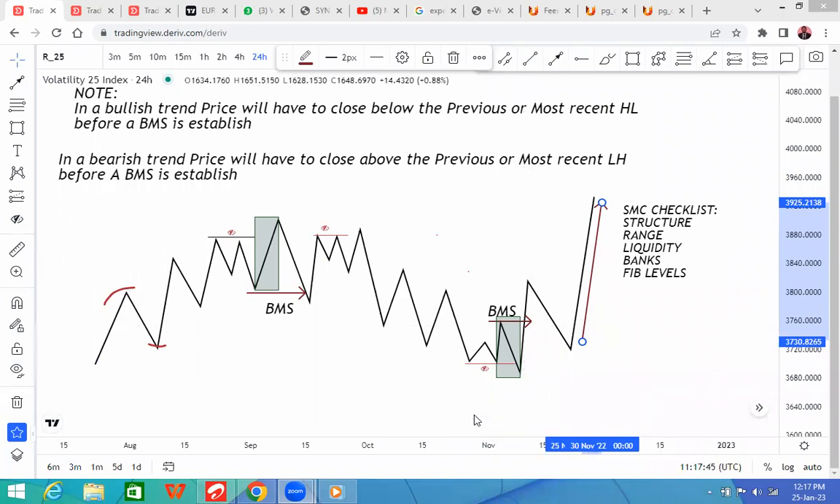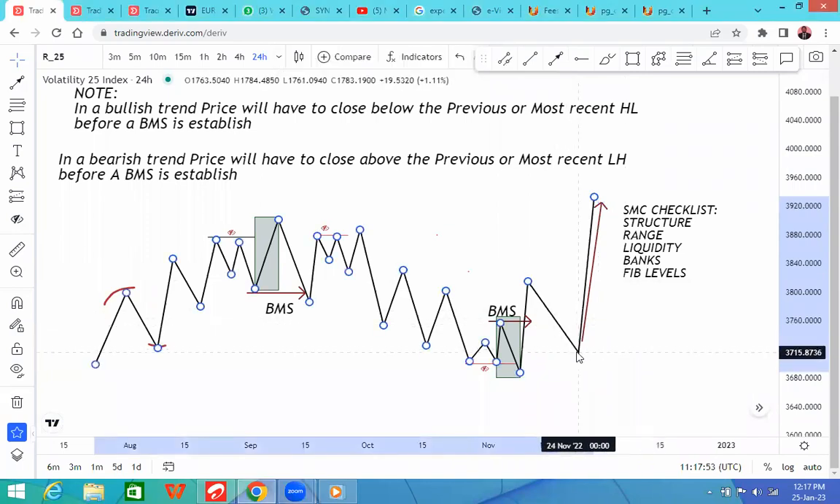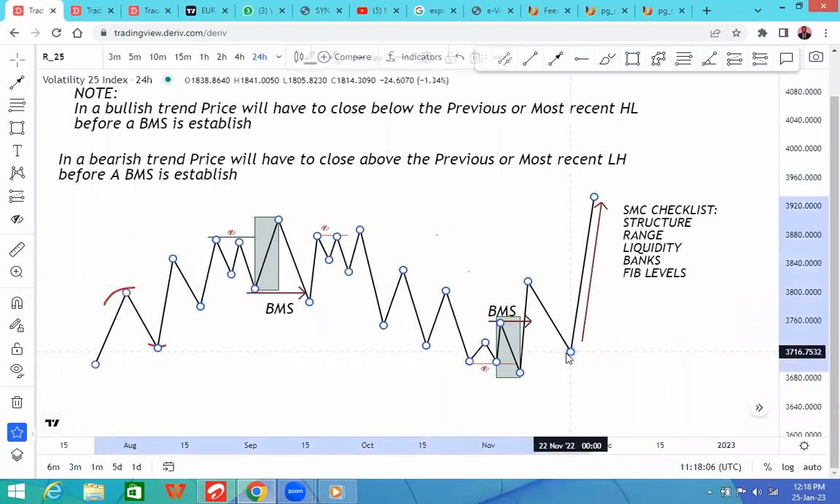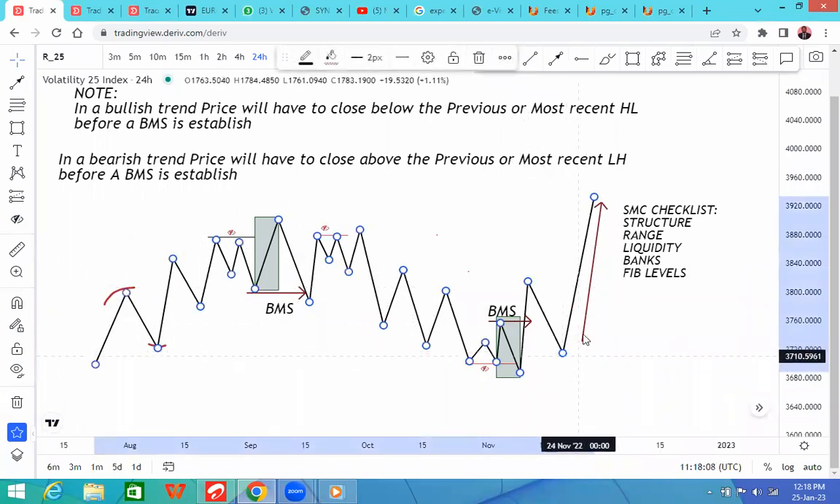How do we know the right entry point after the break of structure? The right entry point, I'm going to discuss that. Maybe the next resource person might handle that tomorrow, or should handle that tomorrow. We're going to look at that tomorrow. But I just showed you now: price is coming back to this candle, and then you can take your entry from here.